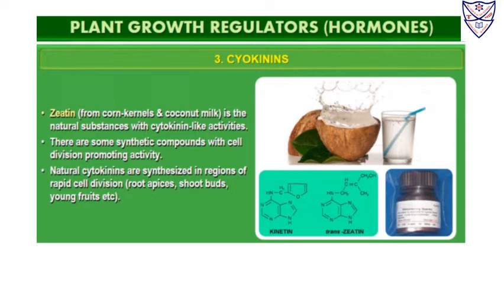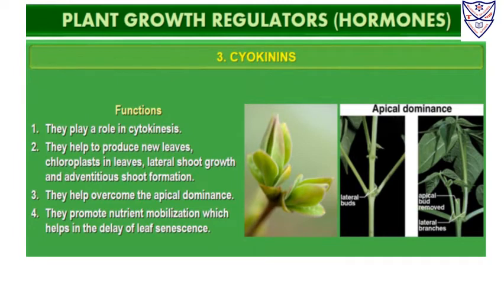These are some synthetic compounds with cell division promoting activity. Natural cytokinins are synthesized in regions of rapid cell division like root apices, shoot buds, young fruits, etc. So what are their functions? They play a role in cytokinesis, they help produce new leaves, chloroplasts in leaves, lateral shoot growth and adventitious shoot formation. They help overcome apical dominance. They promote nutrient metabolism, which helps in delay of senescence.